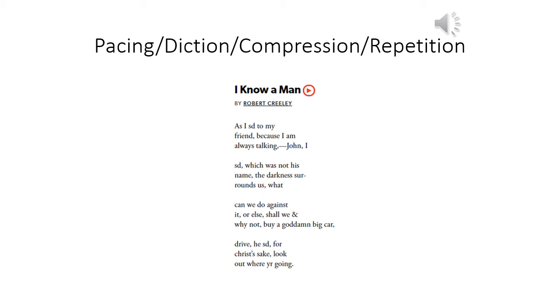So diction. Is he using diction here? I think he is. If we look at the first line, he's leaving out the A of the AI out of "as I said to my friend," right? Which shortens it, it compresses it, but also maybe he's attempting to imitate some different dialect or diction of someone else, someone who's from a different region.